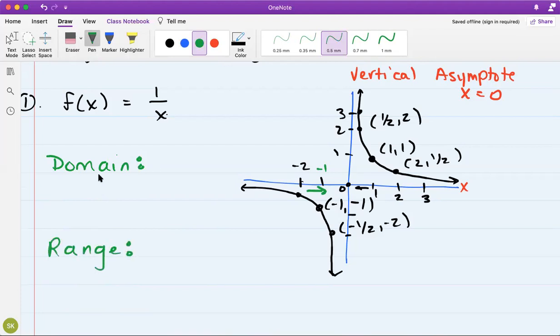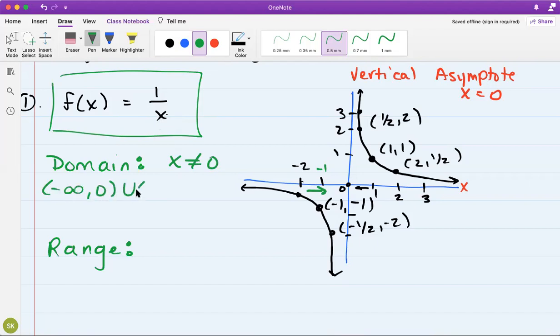So the domain is all the x values that you cannot be. And we don't even have to look at the graph to figure this out. We just have to look at the original function. Remember, when we have fractions, we look at this function and we ask ourselves, what's the number or numbers that we cannot plug into this function? We'll get some kind of error. And notice that the only number that you can't plug in is 0, because we can't divide by 0. You can divide 1 by anything you want to except 0. So x cannot be 0, which means the domain is negative infinity to 0, union 0 to infinity.